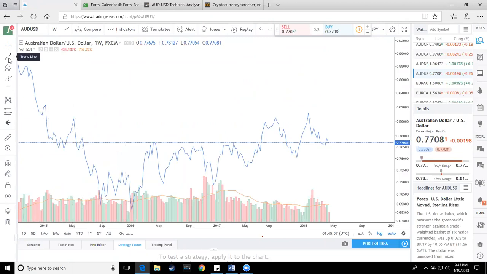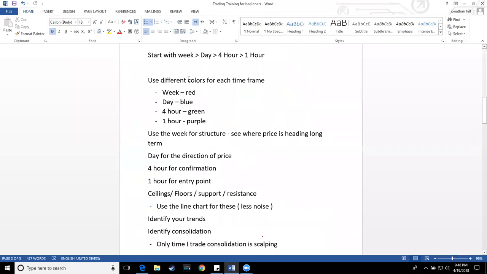So the way I do it is I mark it up on my line chart, so it's less noisy. You don't have all the wicks, the different colored candles and everything like that. It's just one line. Also, when I'm marking up my charts, I use different colors. For my week, I'll use red for all my lines. For my day, I'll use blue, 4-hour green, 1-hour purple.